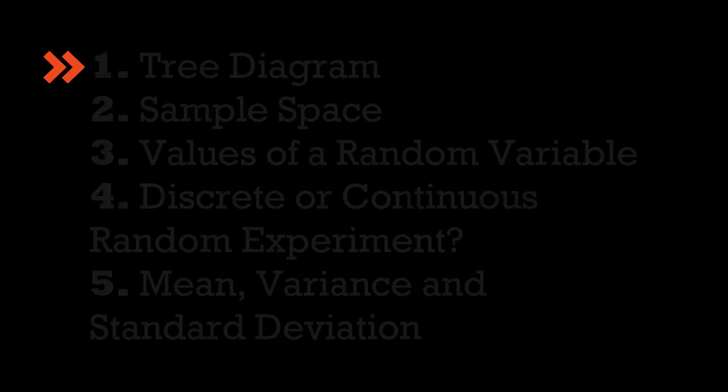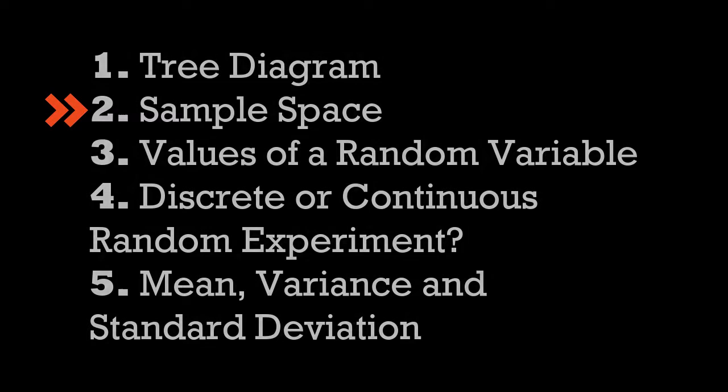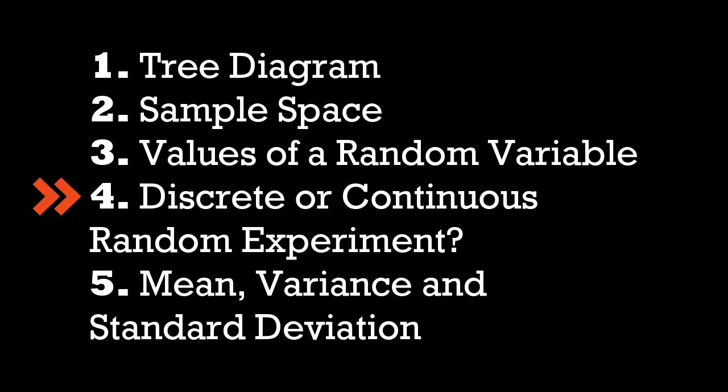Our objectives are the following. First, to create a tree diagram. Second, to get the sample space. Third, to get the values of a random variable. Fourth, to determine if the random experiment is discrete or continuous. And fifth, to get the mean, variance, and standard deviation.